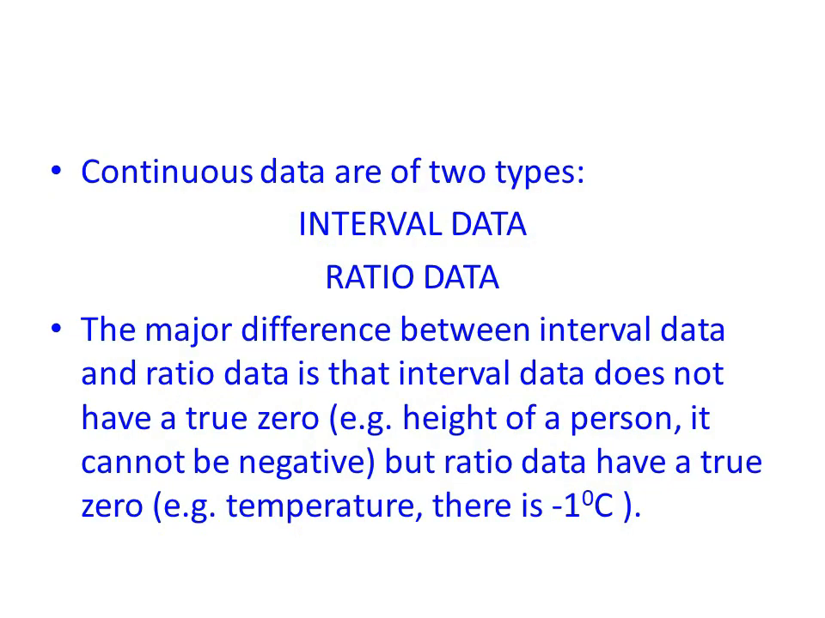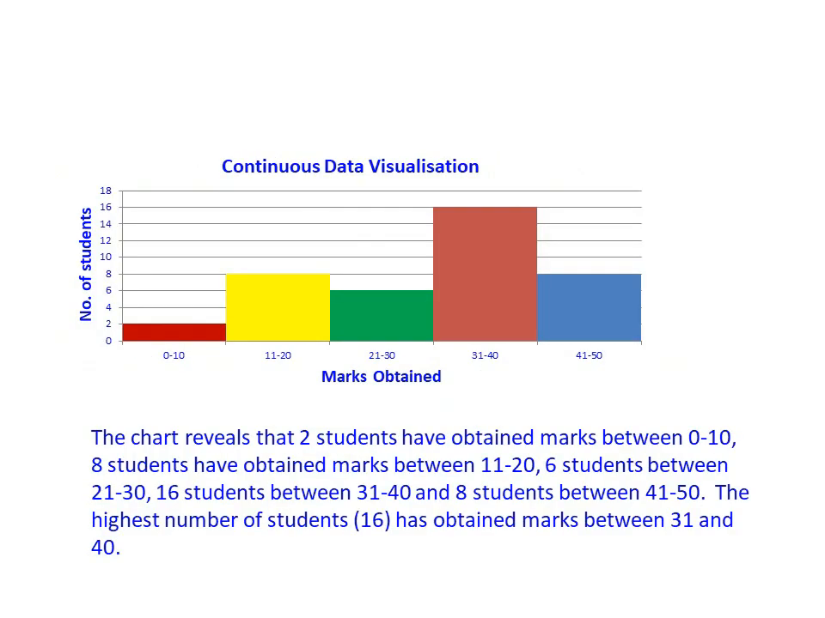Continuous data are of two types: interval data and ratio data. The major difference between interval data and ratio data is that interval data does not have a true zero. Example, height of a person, it cannot be negative, but ratio data have a true zero. Example, temperature, there is -10 C. Continuous data can be visualized in histogram.